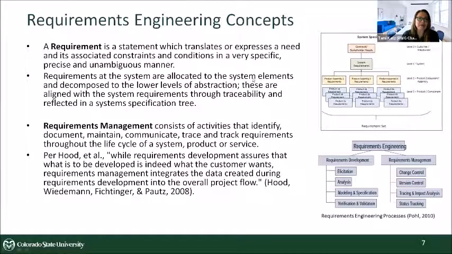When we talk about a requirement, the IEEE definition is a statement which translates or expresses a need and its associated constraints and conditions in a very specific, precise, and unambiguous manner. And we wrote a whole guideline associated with how to do those things and what that should look like. Ultimately, you've got the highest level needs and requirements, and then they usually get decomposed through different levels of abstraction down to ultimate products that we'll design or procure or develop in some fashion.